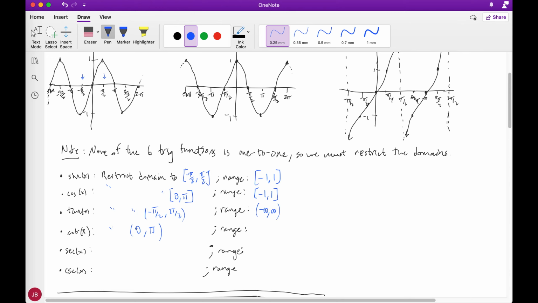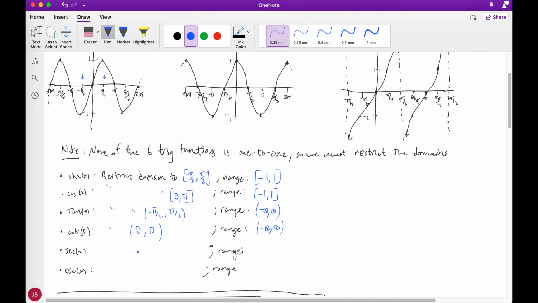Cotangent, it's going to be from open at 0 to open at pi. And its range will also be minus infinity to infinity. So please look at the graph of cotangent. That's in a previous video.